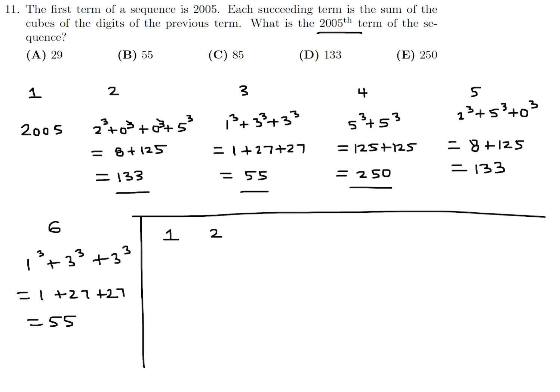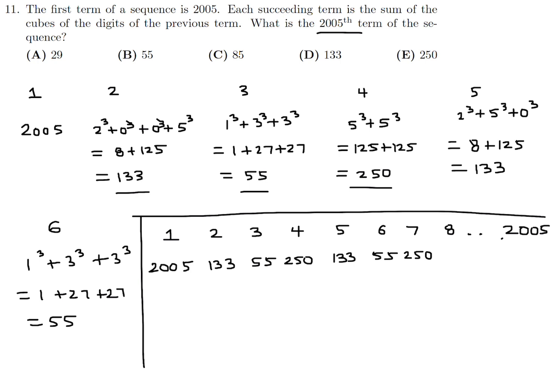So first term, second term, third term, fourth term, fifth, sixth, seventh, eighth, ninth, all the way up till the 2005th term. So the first term is sort of all by itself, right? But then you've got 133 and 55, and then 250, and then again 133, 55, 250, and so on, right? So we have to figure out where does the 2005th term lie.